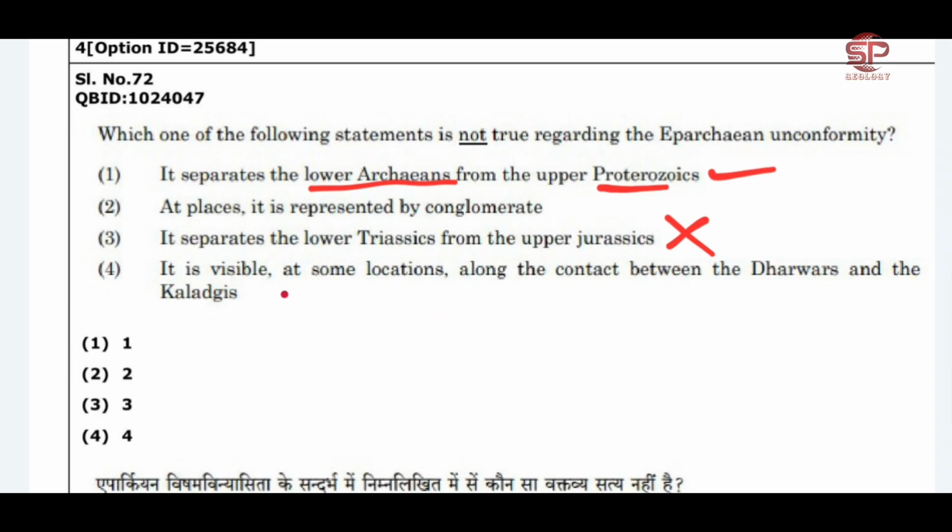It is visible at the same location along the contact between the Dharwars and the Kaladgi. So it is also true. So this will be the false statement: it separates the lower Triassic from upper Triassic. Answer will be 3.